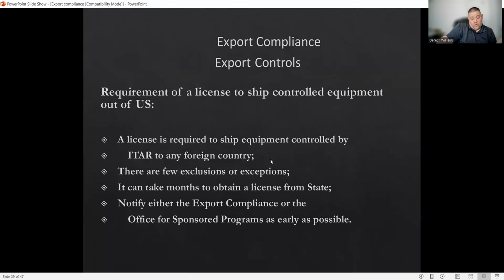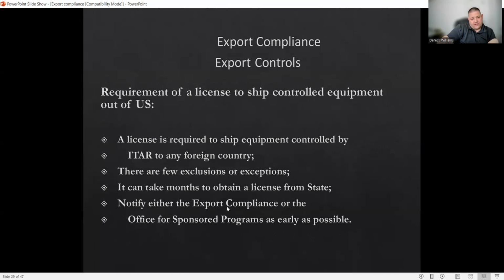Now, when we were at conflict, like when we had troops in Afghanistan, guarantee we were shipping stuff to Afghanistan to get to our troops. Well, how did we do that? Well, we applied for a license. We did it the way the ITAR says you're supposed to. There are a few exclusions or exceptions, and it can take months to obtain a license from State. When we're talking ITAR, that can be a very long time.